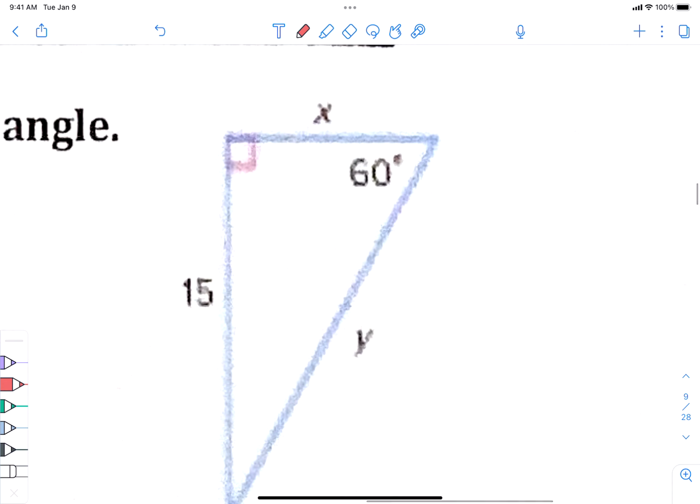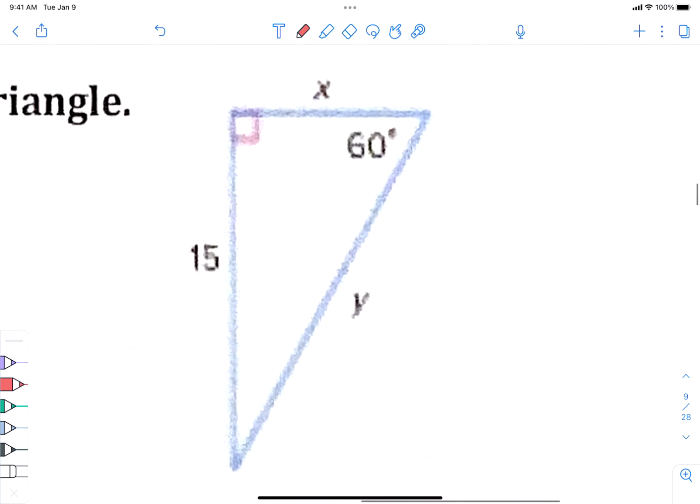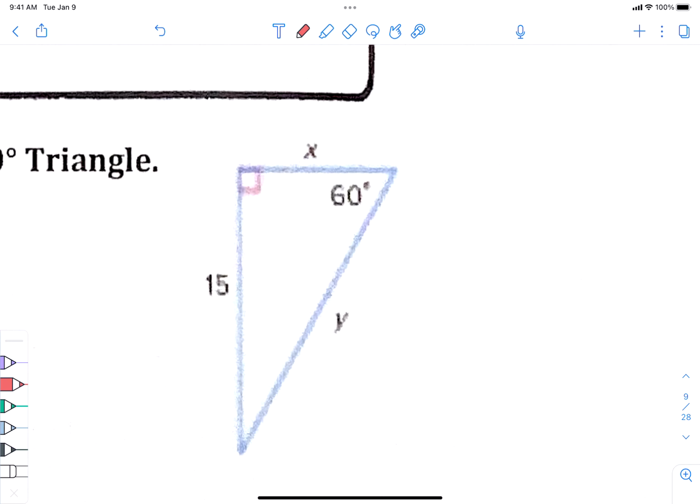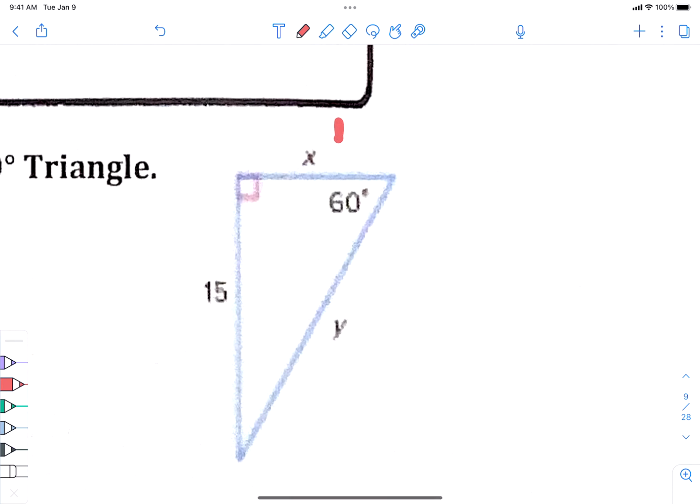Let's do this guy. Okay, so which side is my 1 side? The top one, the X, right? Which one is my 2 side? No, Y. Y, the hypotenuse is my 2 side. The square root of 3 is this guy, okay?